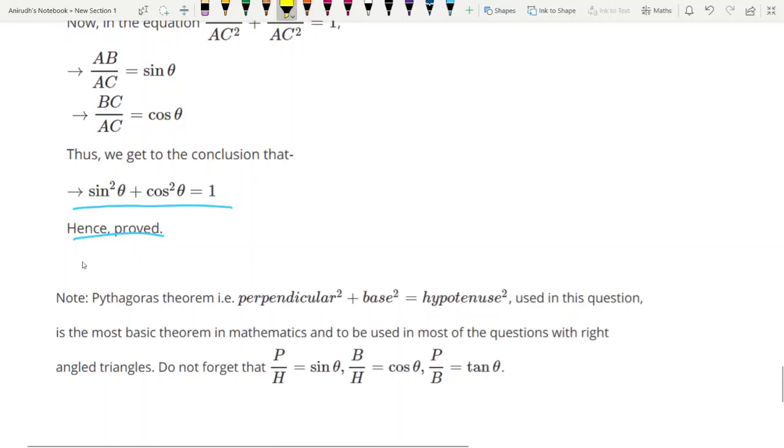And at the end, I will give you a note that the Pythagoras theorem, which we have used in this question, is the most basic theorem in mathematics, and it is used in most of the questions with right angle triangles. So always keep in mind that the values of sin theta, cos theta, tan theta, sec theta are like these in terms of perpendicular, base and hypotenuse, because it will be required in proving further identities in trigonometry.